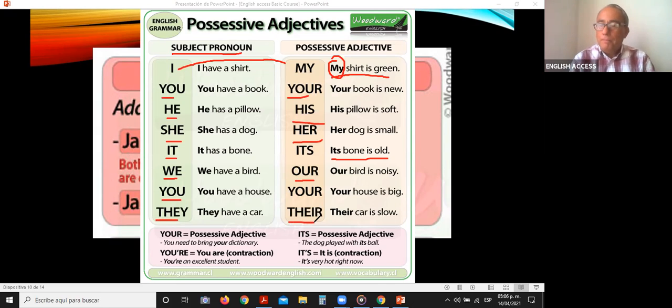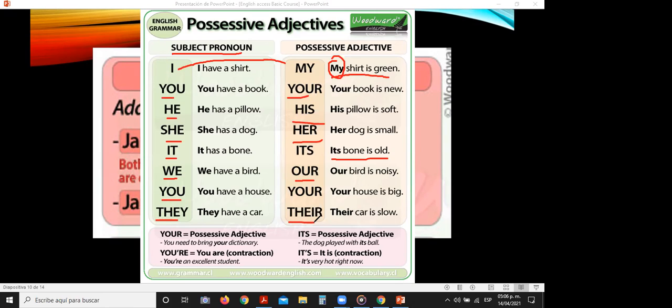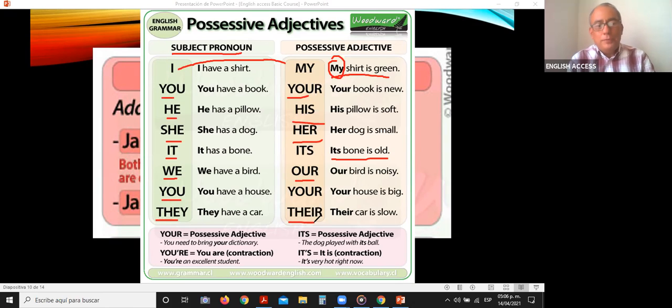Yes, Mr. Pacheco. Profe, ¿qué significa bone? Bone, hueso. In this case, it has a bone. Maybe it's referring to a dog, maybe a cat, or maybe a lion. I don't know, but the most common is a dog. So the dog has a bone.